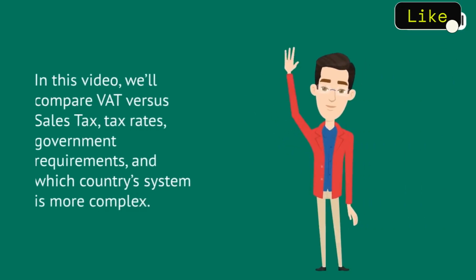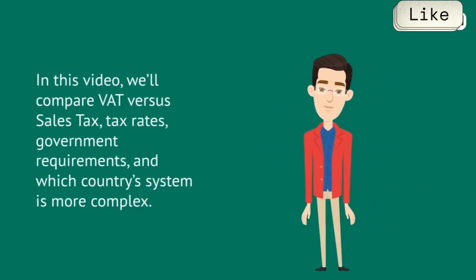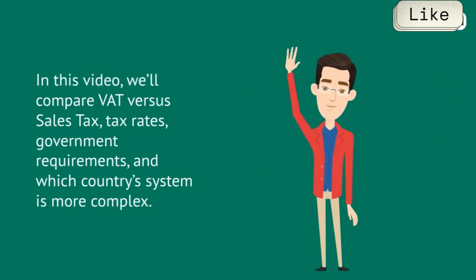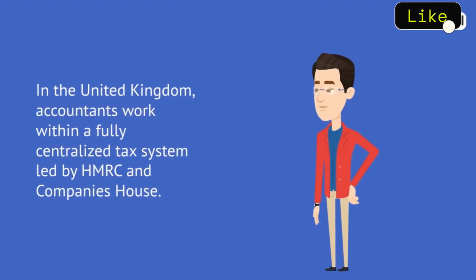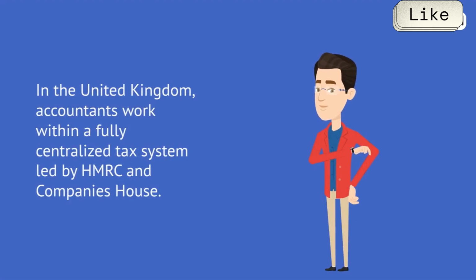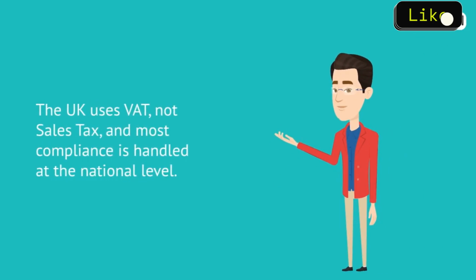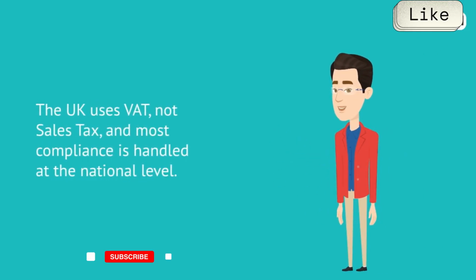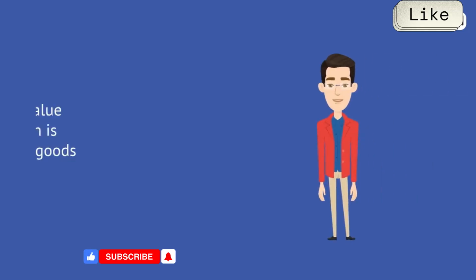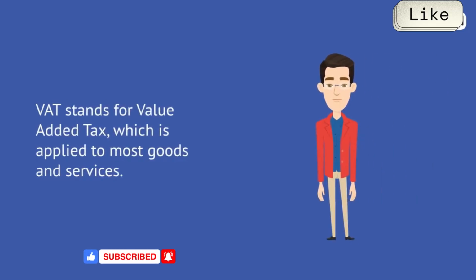In this video, we'll compare VAT versus sales tax, tax rates, government requirements, and which country's system is more complex. In the United Kingdom, accountants work within a fully centralized tax system led by HMRC and Companies House. The UK uses VAT, not sales tax, and most compliance is handled at the national level. VAT stands for Value Added Tax, which is applied to most goods and services.